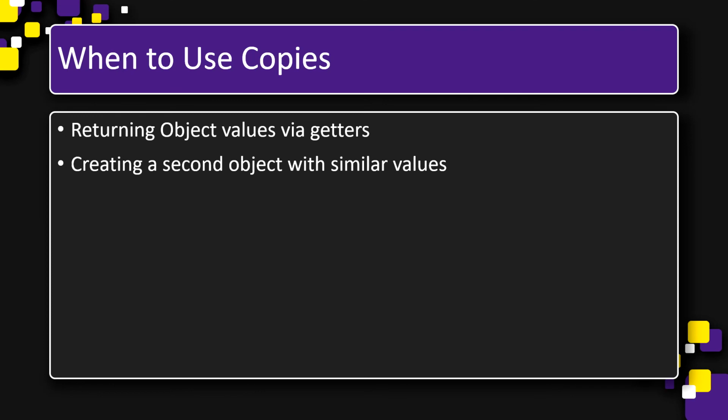The second is creating a second object with similar values. So for example, if I have a shape like a circle and I want to create a circle that looks identical but is technically a different object, this is when I might use that as well. So we'll go over a small example of what this looks like using arrays as our primary type that we'll be working with in the next video.